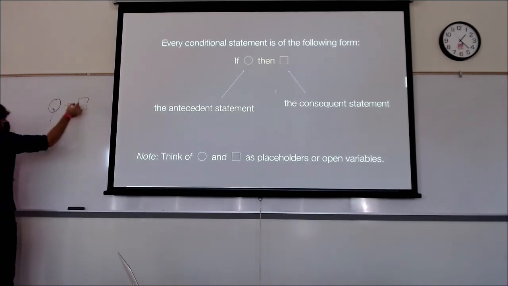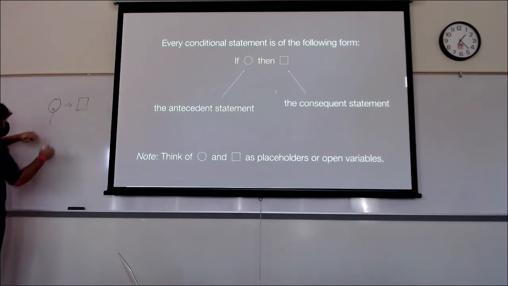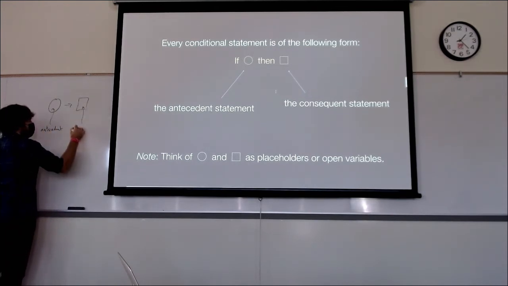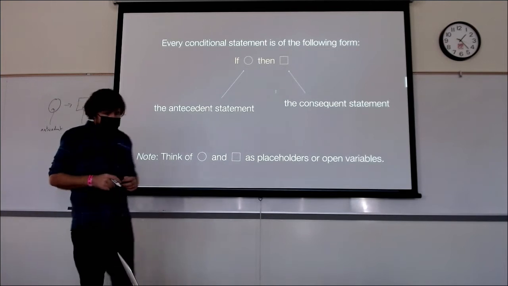To make this grammatical, these have to be statements. Whatever's in circle has to be a statement, and whatever's in square has to be a statement. This is called the antecedent. This right here is called the consequent.